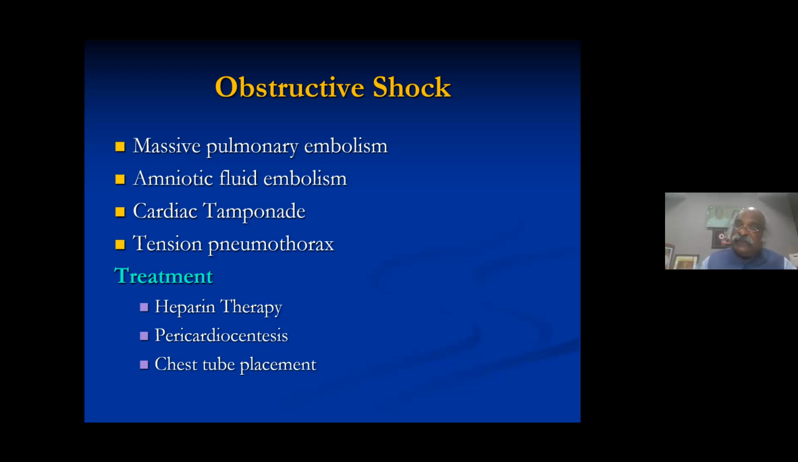So this is the brightest example where a right decision at the right moment is important. So pericardiocentesis is important for cardiac tamponade. Tension pneumothorax: again, I will share one of my experiences in that, where a simple chest tube placement is a miraculous method of saving life.